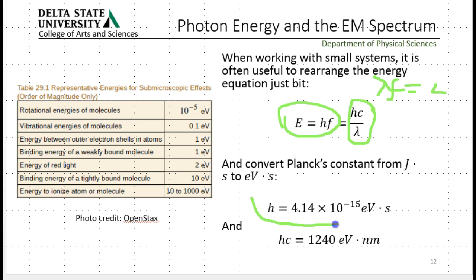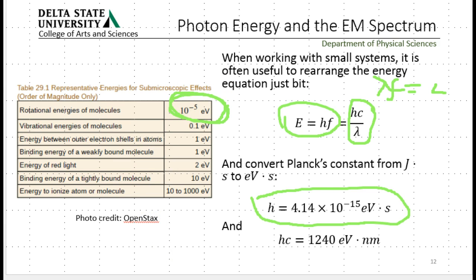We often also use Planck's constant in its electron volt seconds form rather than joule seconds form because this puts it more on the level of things that we think of when we're talking about individual photons interacting with matter. So, this would be one of those things, 10 to the minus fifth eV.